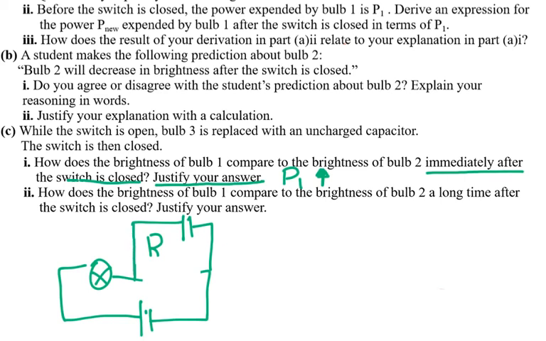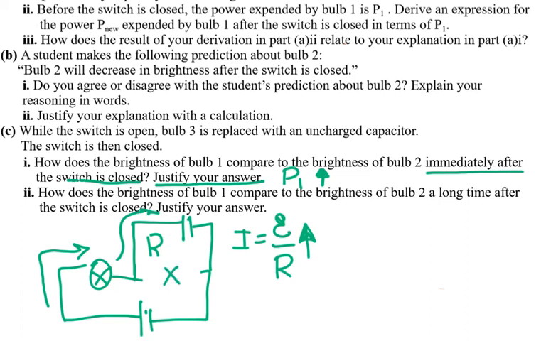And because that one drops, the current increases, because the current is equal to the EMF divided by the resistance of the circuit, which is R. And the current is only flowing this way, but not through the other bulb. Then the brightness of the first bulb increases. And the other one, the second one, is off. How does the brightness of bulb 1 compare to the brightness of bulb 2 a long time after the switch is closed?